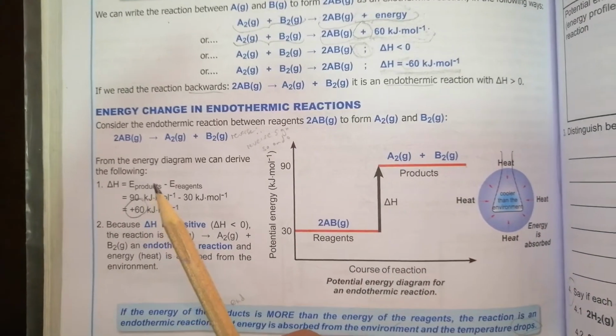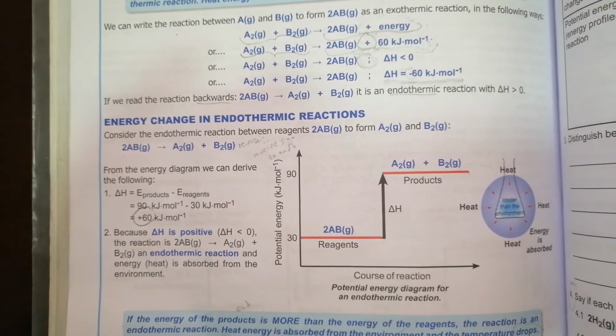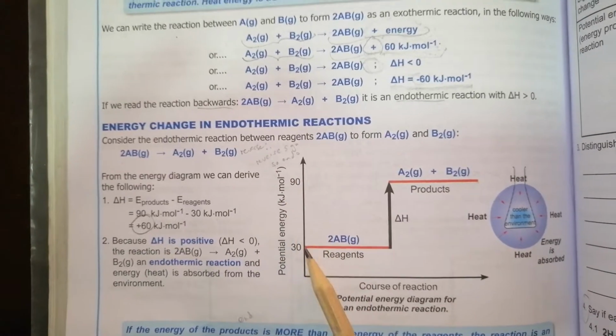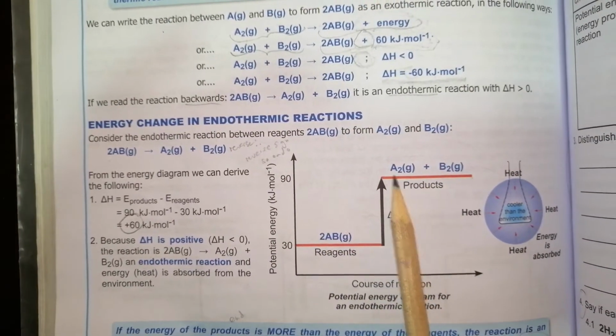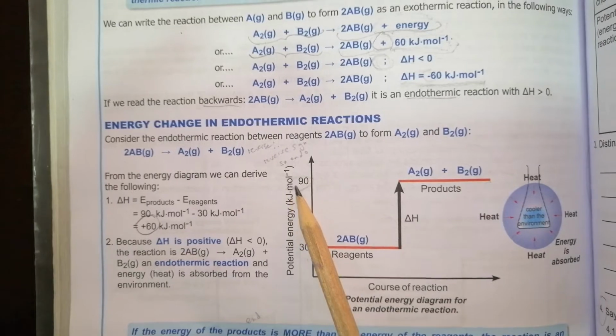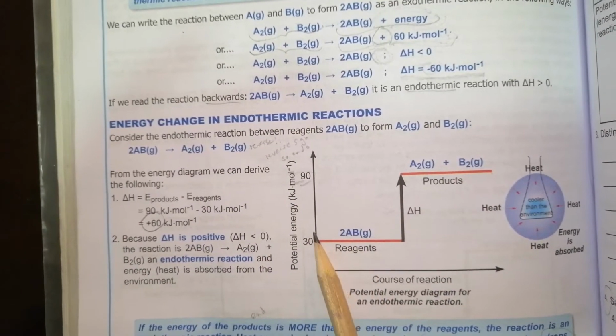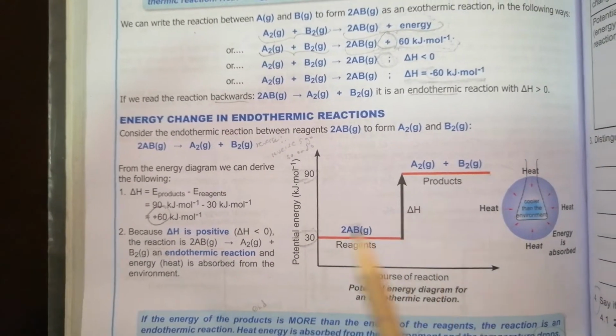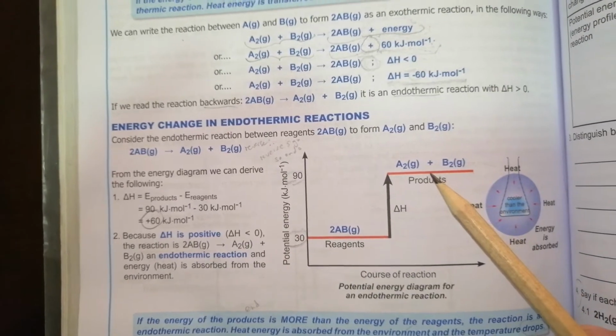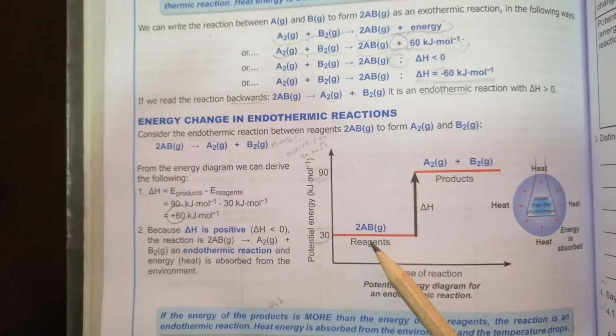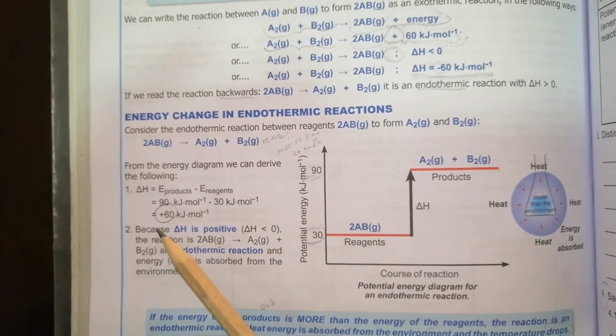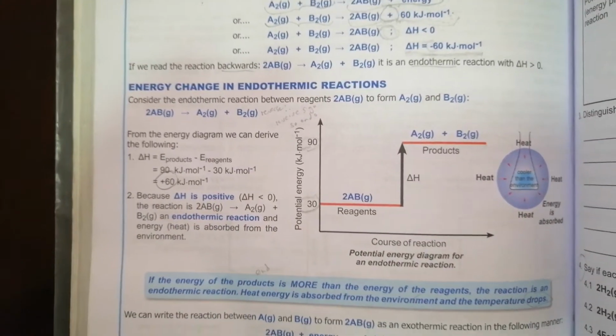We remember delta H is energy of products minus energy of reactants, and this graph is actually giving us values. So we have the products energy as 90 kilojoules per mole and the reactants as 30 kilojoules per mole. So if we want to work out delta H, it will be products, which is 90, minus reactants, which is 30, and that will give you positive 60 kilojoules per mole.